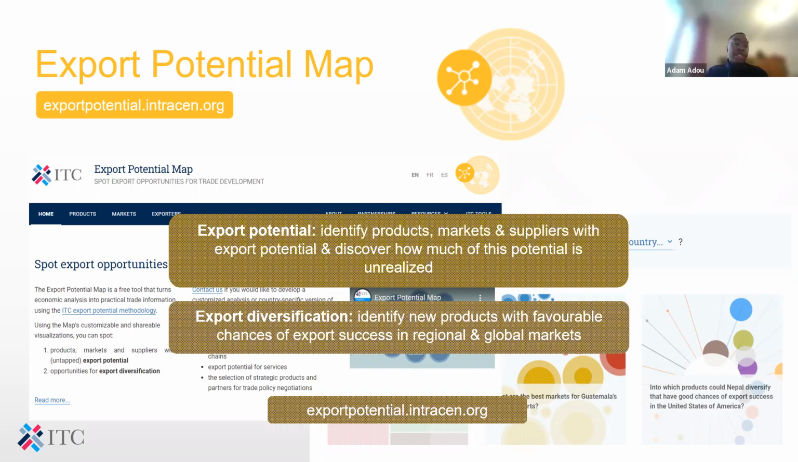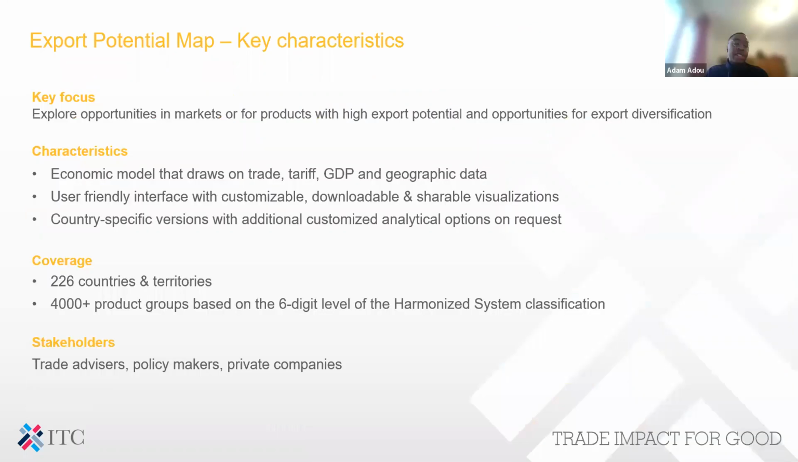So you can access this website using exportpotential.intracen.org, and you will be able to use the tools there. Before starting the demo with the tool, let's just look at the key characteristics of Export Potential Map. For each of those tools I will introduce the key characteristics in order to give you a little bit of background regarding the tools and what the tool covers before going to the demo.